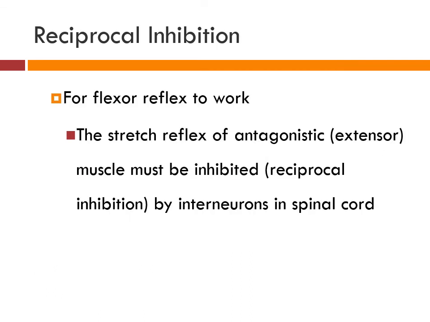Now we're going to get a little bit more complex. In order for the flexor reflex to work and for you to be able to flex that bicep and quickly pull your hand back, you need to inhibit the antagonist muscle, which in this case would be the triceps muscle. So in order for the flexor to work, you have to inhibit the extensor. And this happens through a process called reciprocal inhibition, and it's performed by the interneurons within the spinal cord.